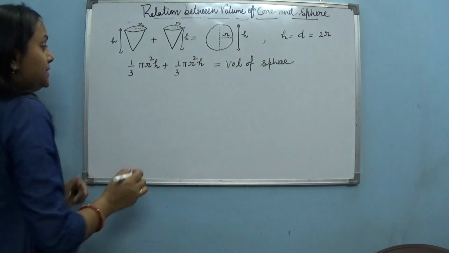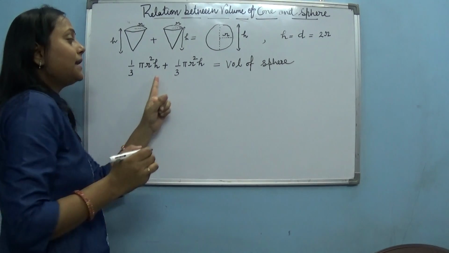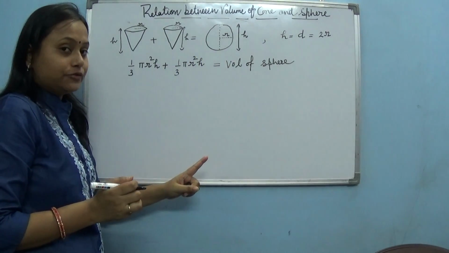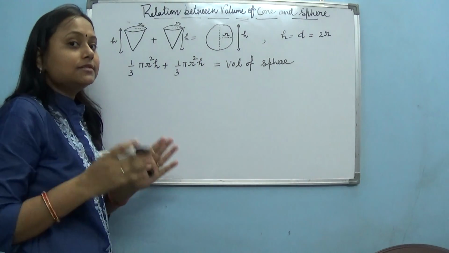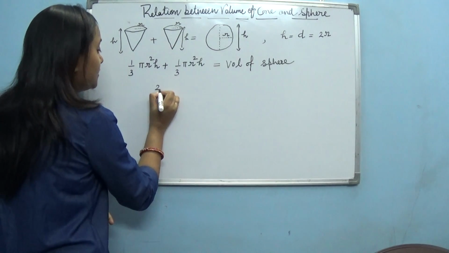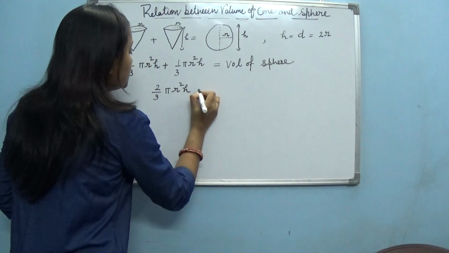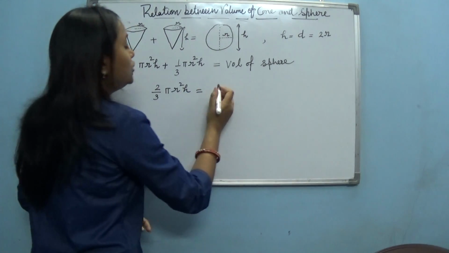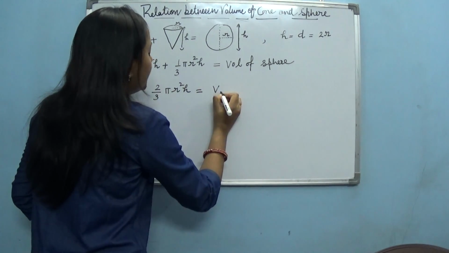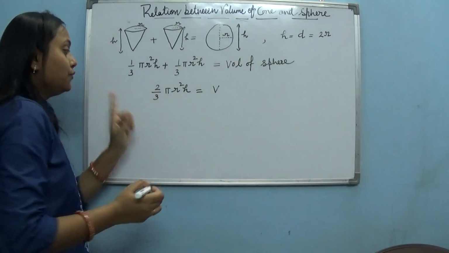Now see, 1 upon 3 pi r square h plus 1 upon 3 pi r square h. 1/3 plus 1/3 is equal to 2/3. So we can write here 2 upon 3 pi r square h is equal to, let's suppose, the volume of sphere, means V. Volume of sphere is V here.